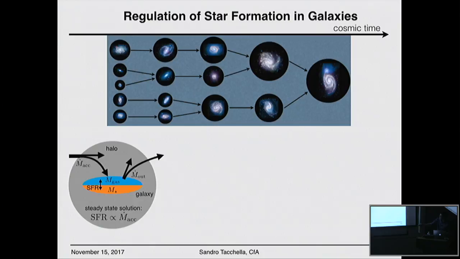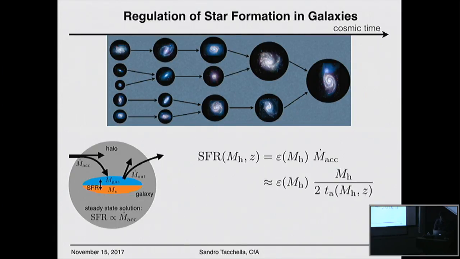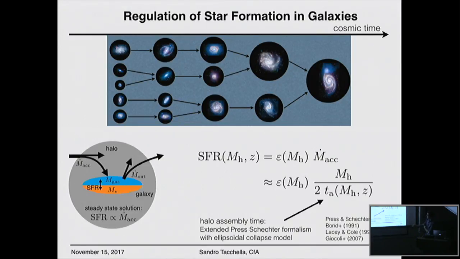When we have this picture in mind, where the star formation is just proportional to the accretion rate, we can try this approach where we write the star formation rate of a given dark matter halo at a given redshift as some efficiency of converting the dark matter accretion rate, or the gas accretion rate, to stars, times the accretion rate itself. Here one can approximate the accretion rate by the halo mass divided by 2 times the assembly time. The assembly time just tells you when a certain halo reached half of its initial mass. You can see that this can be rather easily obtained from extended Press-Schechter formalism. So this is all analytical.